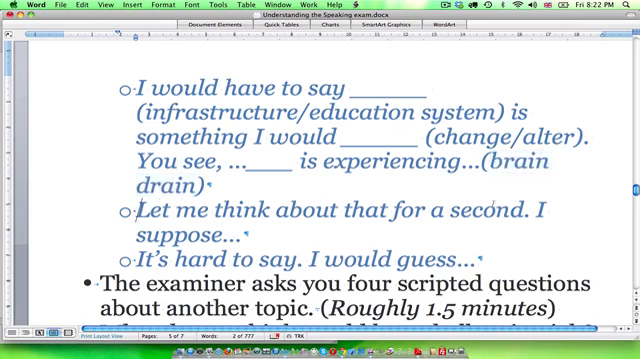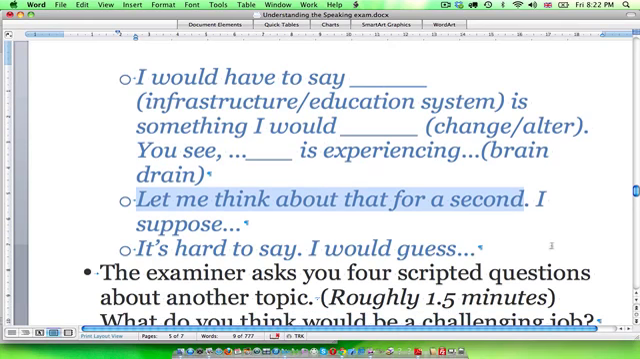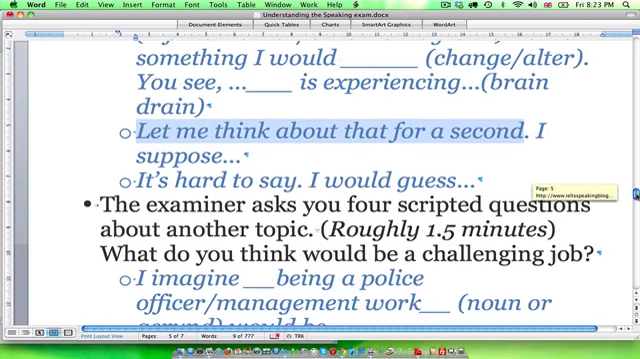Buying yourself more time. Always good to have these phrases in mind, and have several of them, because you don't want to keep saying the same thing every time. I don't want to say to my examiner, "let me think about that for a second" every time, because the examiner is going to think I'm talking like a robot. Let me think about that for a second. I suppose the thing that I would want to alter about my home city is XYZ. It's hard to say. I would guess. A couple of different phrases we can use to start our speaking and to stimulate more thought.